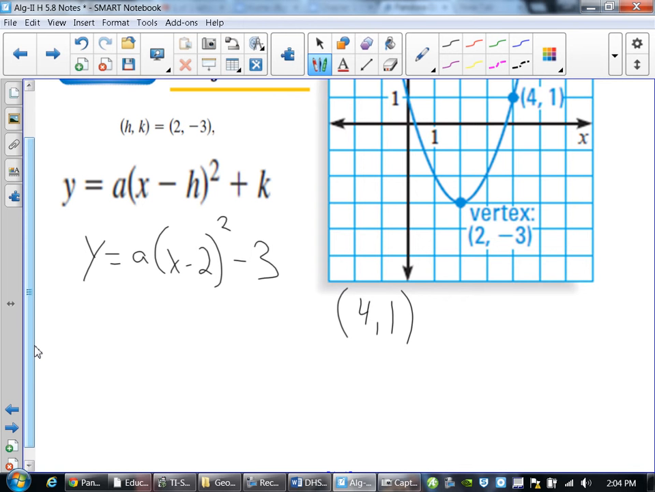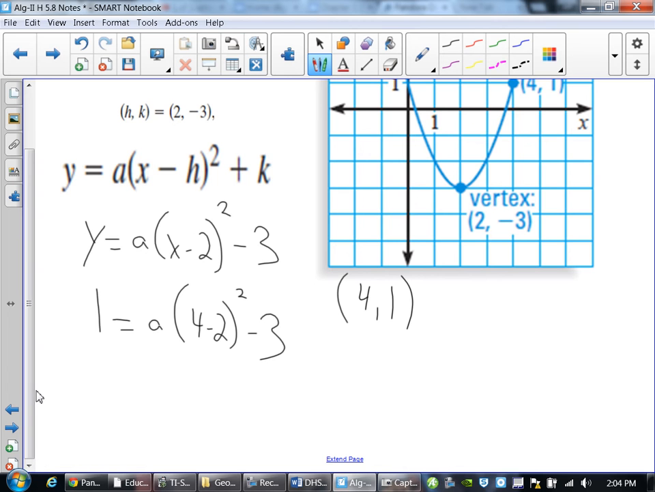Now I'm just going to substitute in 1 and 4. I have 1 equals a times 4 minus 2 quantity squared, minus 3. Wouldn't this only be useful when you already have the graph? No, you don't need a graph. If you have a point and a vertex, you can do this. It's just like point slope. If you have a point and a slope, you can write the equation, right? It's the same idea. Instead of finding the slope value, we're finding the a value. How fast is it increasing? Is it decreasing? And is it open wide or is it skinny? The a value tells us that.